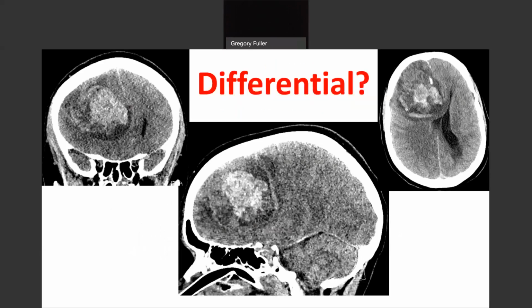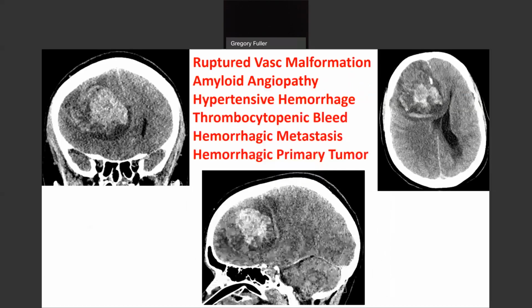All right, within that, what is your differential diagnosis? Just think, what are the different causes of lobar hemorrhage that you can think of? Let me give a second here. Thinking. Yes, Andrew Gilbert actually got it. Let's see, Darshan Trivedi, amyloid, good guess, exactly. All right, here's what I came up with. Ruptured vascular malformation, amyloid angiopathy, hypertensive hemorrhage, not the most common location, but sure, it absolutely happens in the frontal lobe. Thrombocytopenic bleed. This could be an immunosuppressed patient, chemotherapy patient. Hemorrhagic metastasis, hemorrhagic primary tumor.